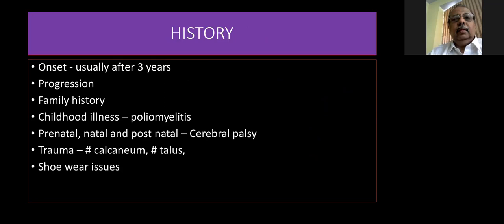This is regarding the evaluation of the cavus foot. So you look at the onset. Usually in the cavus foot, the secondary causes will occur only after 3 years. Some progress, some will not progress. The family history is important. The childhood illness like poliomyelitis, cerebral palsy, all these you have to ask regarding the history. Whether there is any trauma, fracture calcaneum and fracture talus can lead to cavus deformity.